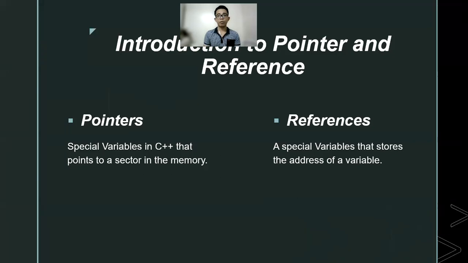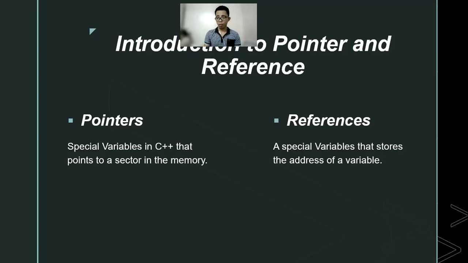Next, we have introduction to pointers and references. So first, we have the pointer, special variables in C++ that point to a sector in the memory. And then we have the references, which are special variables that store the address of a variable. Okay, so the main difference of these two is that the address stays permanent in references, whereas pointers can change the variable where they point to.